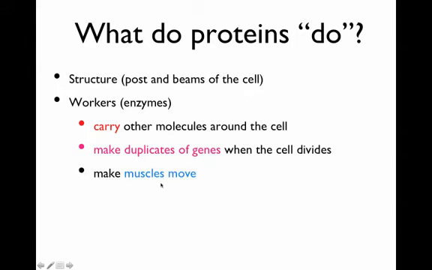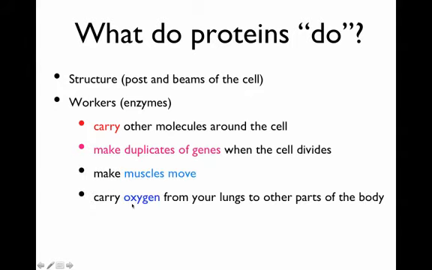There are proteins that are involved in making our muscles move. There are proteins that carry oxygen from our lungs to other tissues in the body. This particular protein is called hemoglobin. You may have heard of it, but that is a protein molecule whose job is to pick up oxygen in the lungs and take it to other tissues. And many, many other functions in living organisms. If there's something being done in your body, there's probably a protein that is helping to perform that job.